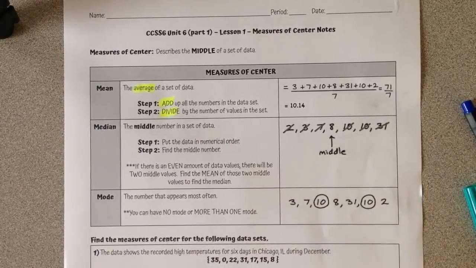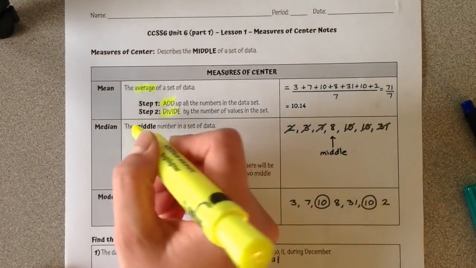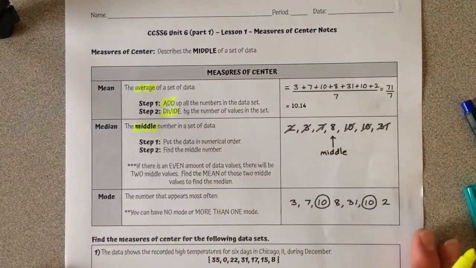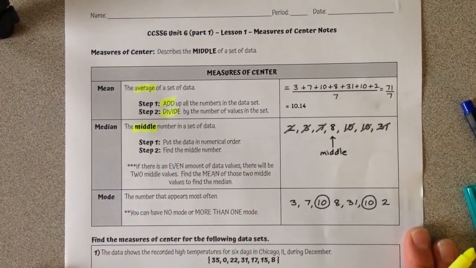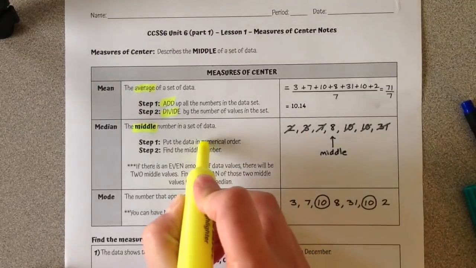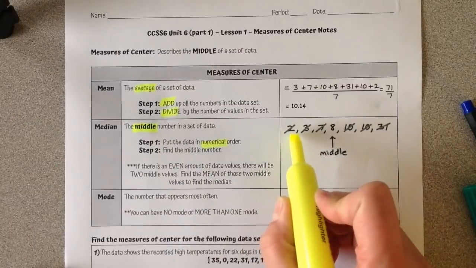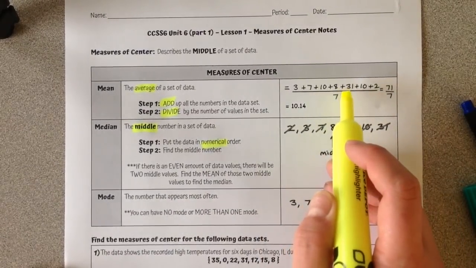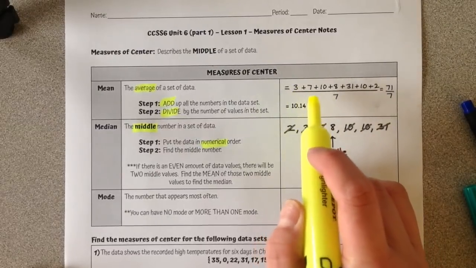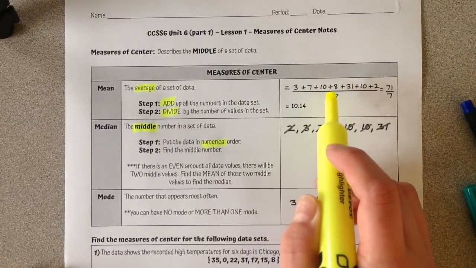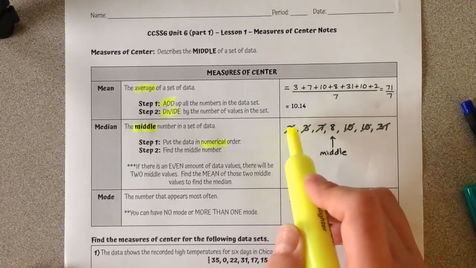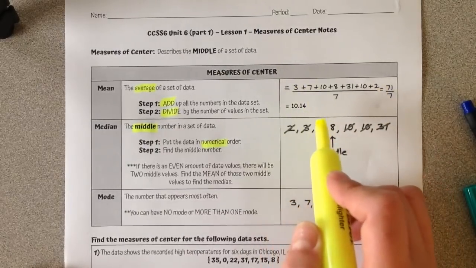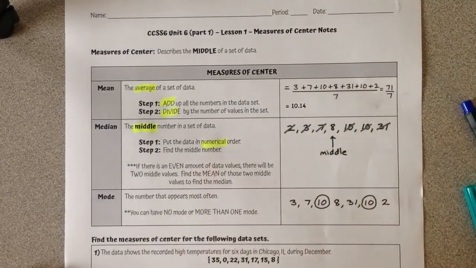To find the median, which is the middle number in a set of data, there are also 2 steps. Step 1 is to put the data in numerical order. We always go from lowest to highest. So you might get a set of data that looks like this to begin with: 3, then 7, then 10, then 8. You need to put this in order. So the 2 comes first, then the 3, then the 7, to make sure it's in numerical order.